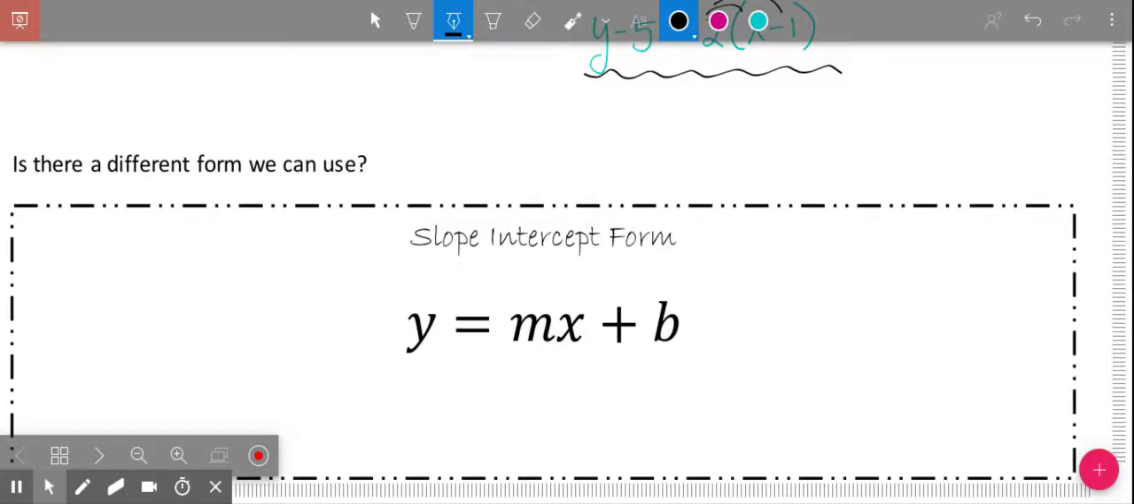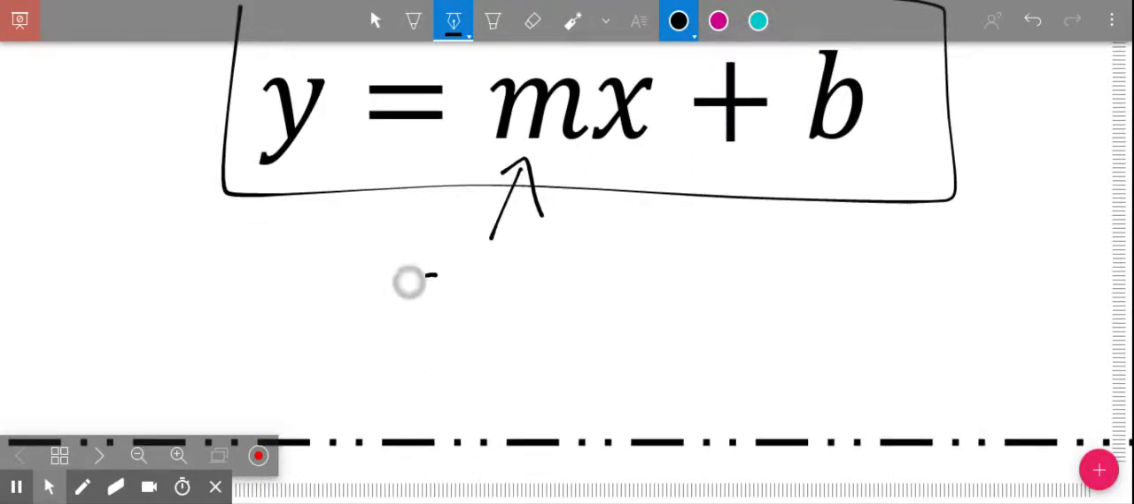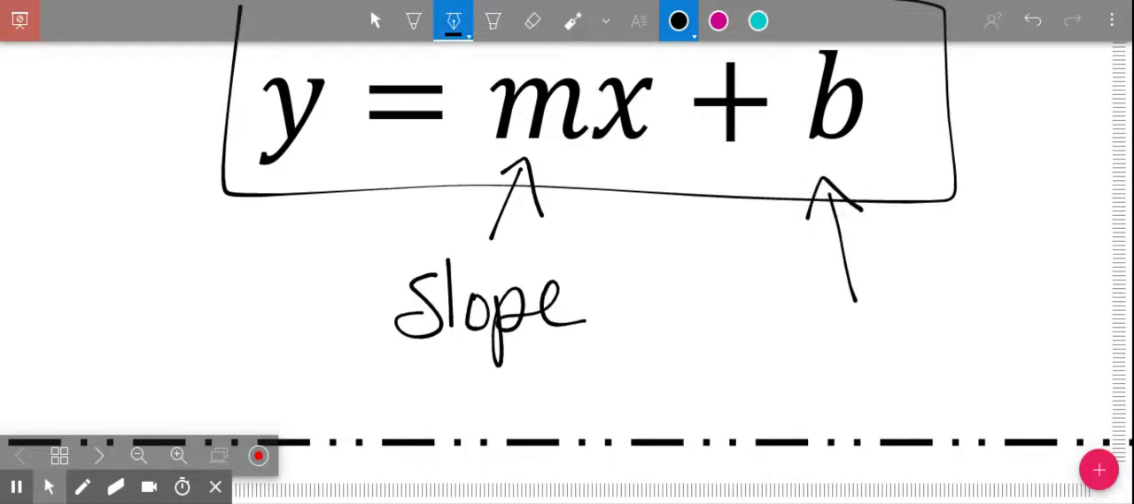There is a different form we can use, and that's slope-intercept form. This is the one that we use the most often. It's the one that we graph in a lot. It's just the most common one. Just a quick reminder, your slope is just your m. The b value is always going to be your y-intercept. It has to be your y-intercept, it can't just be any point.